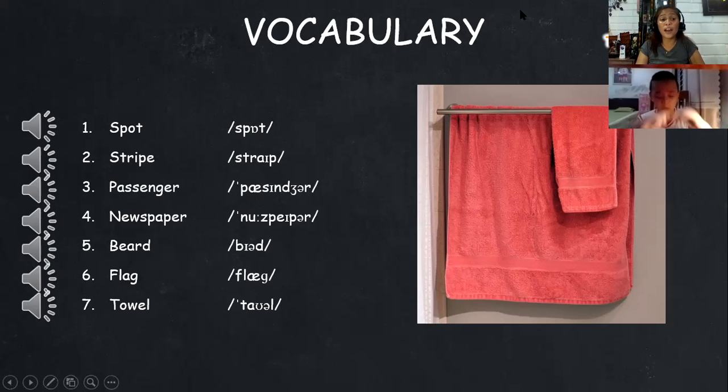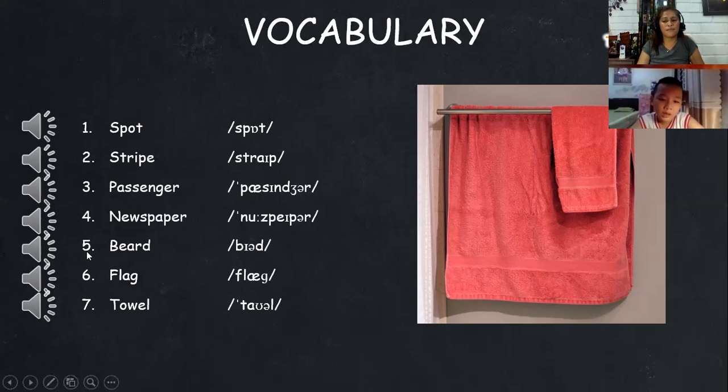Now do you understand all of this? Do you know these words? The spot, the stripe. Spot. Stripe. Passenger. Newspaper. Very good. Do you know what a passenger is again, Keo? Passenger means the man who rides, for example, a car, a bus, a train, or an airplane. Very good, Keo.